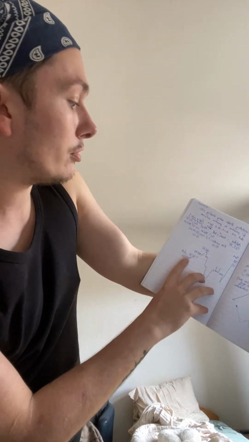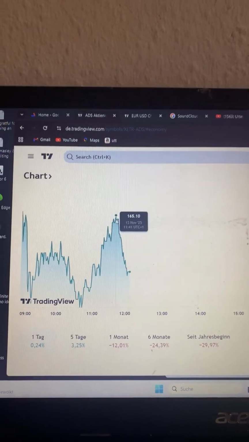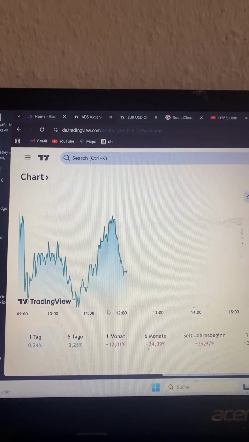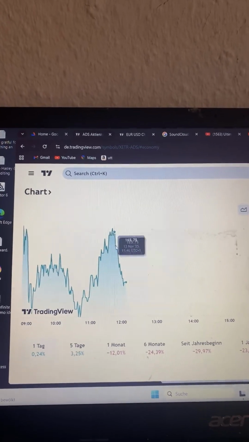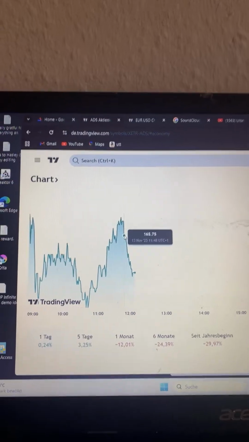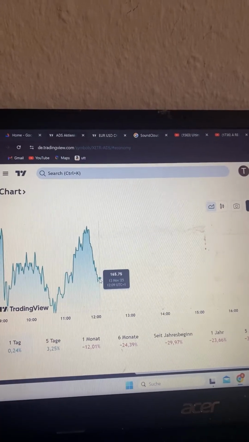It hit 165.20, and now it's currently sitting at 165.25. So we keep an eye on here. You can see, so here it was, this is around, it was between 11:50 and a bit before 12, and it was about here. So as I say, I simulated it and sold and hit my first take profit here.